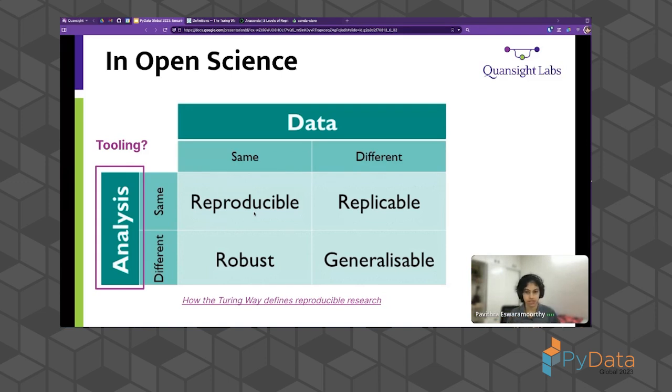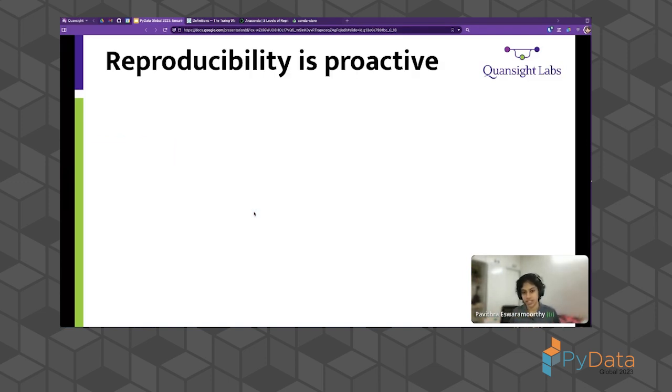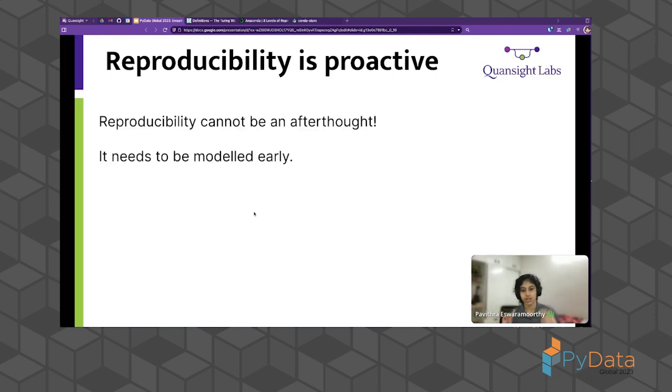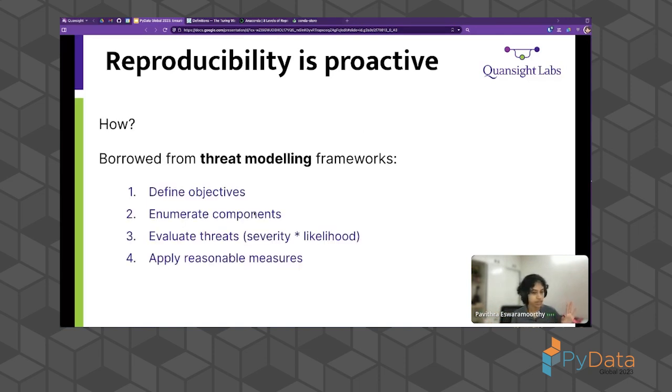Now, the key takeaway in this talk, honestly, is this. To ensure runtime reproducibility, we need to be proactive about it. And how to do that is what we're going to cover. Reproducibility cannot be an afterthought and needs to be modeled early. That's what we mean by being proactive, right? And how do we do that? We can borrow a framework from threat modeling. And why do we do that? Because threat modeling also needs to be super proactive, right? Security, you can't think of security when there's a security breach, it's too late. So we need to be planning for that very early on.